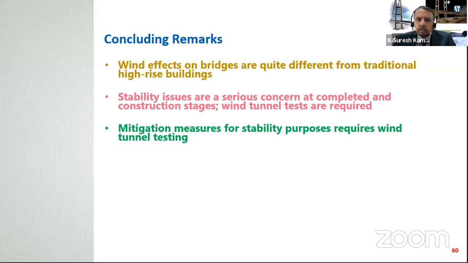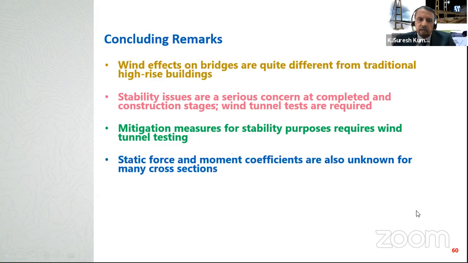Mitigation measures for stability purposes require internal testing. Because we can learn from experience, but like I said before, it is quite surprising, even to us, even though we are doing testing for a long time. Things are working for one bridge, but not working for another bridge, which is really surprising, even for people who have been doing testing for a longer period of time, for various reasons. I mean, there are lots of unknowns. So that's the reason for going back to the tower.